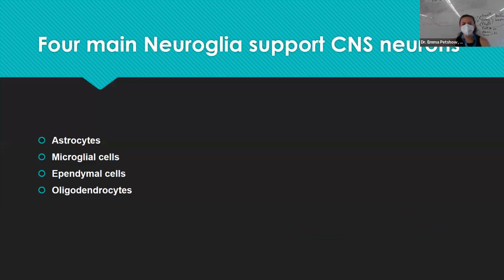So there are four major neuroglia that support our central nervous system neurons. The four cell types we'll get into are astrocytes, microglia, ependymal cells, and oligodendrocytes. Those are our four main neuroglial cells that support our neuron cells.